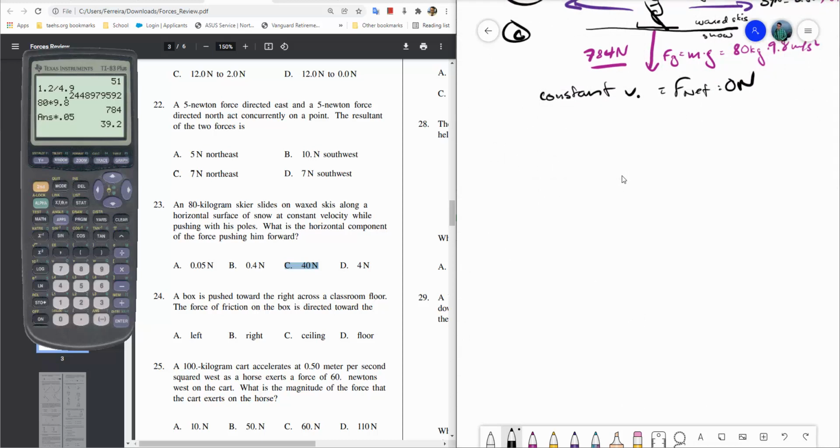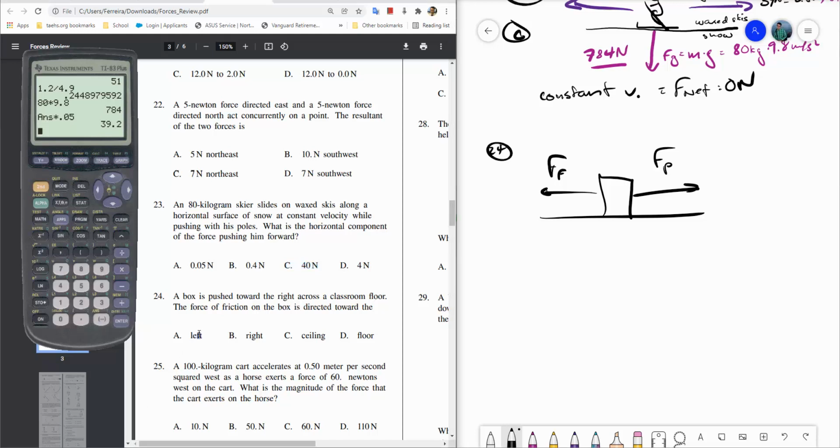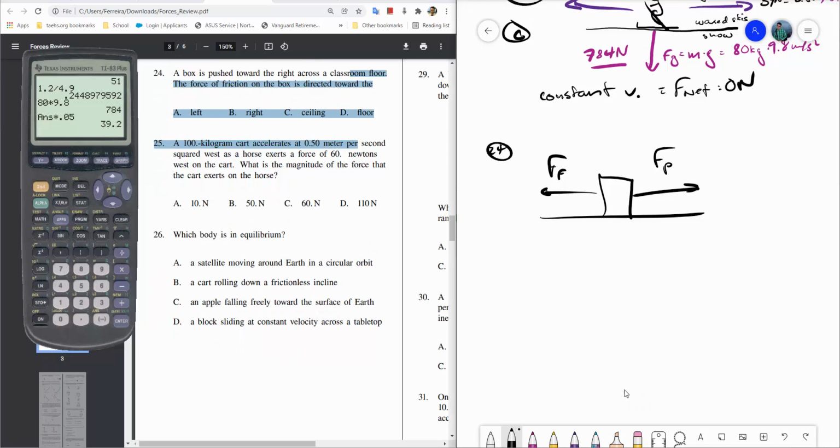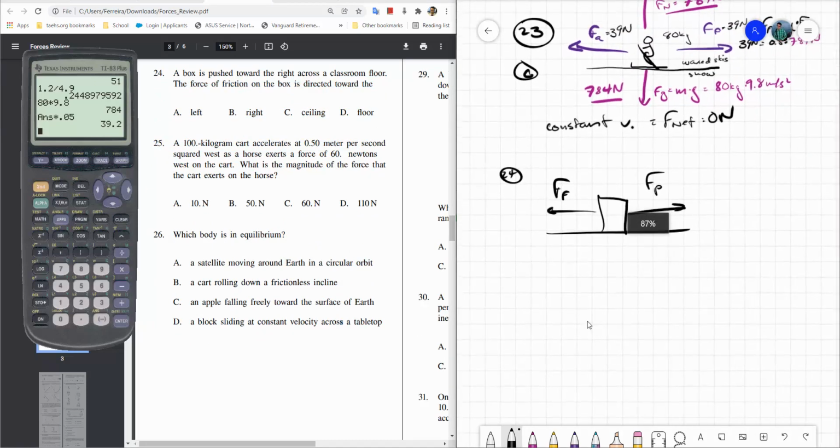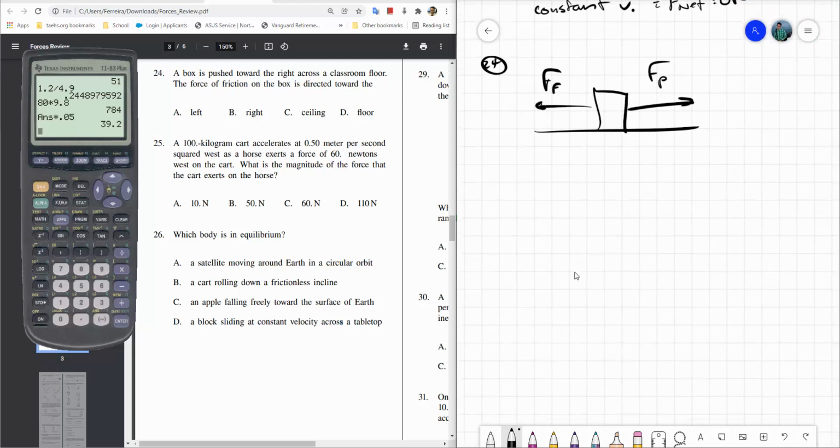A box is pushed toward the right above a classroom floor. The force of friction on the box is directed what? So if you're pushing the box to the right, the force of your push, friction is going to resist it. It's going to go left. Friction is left.